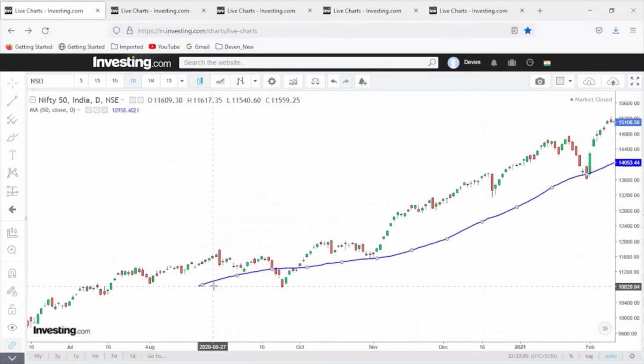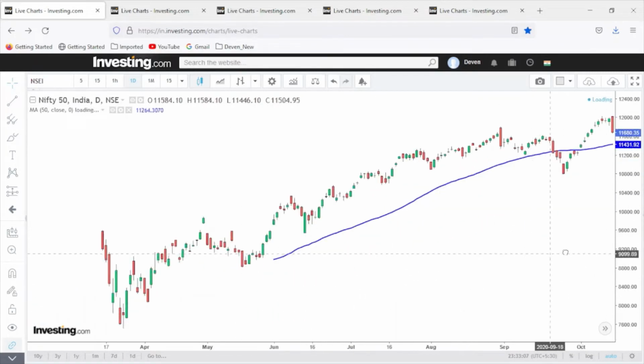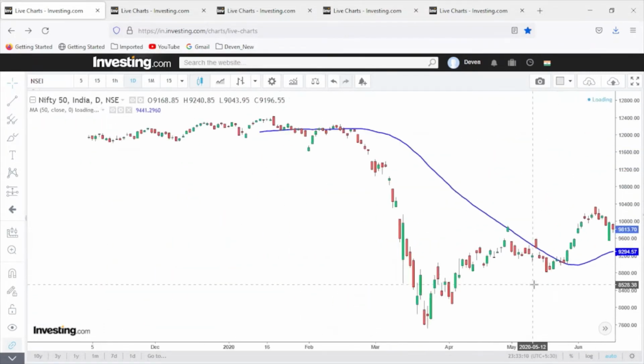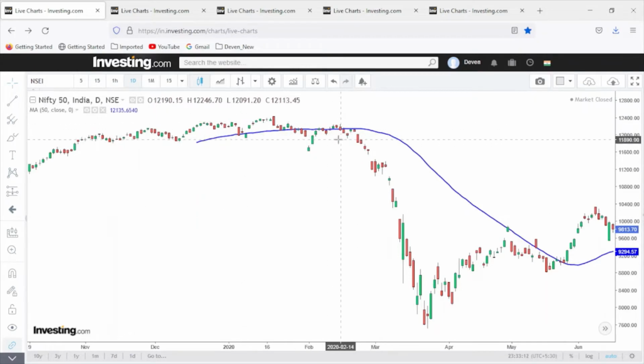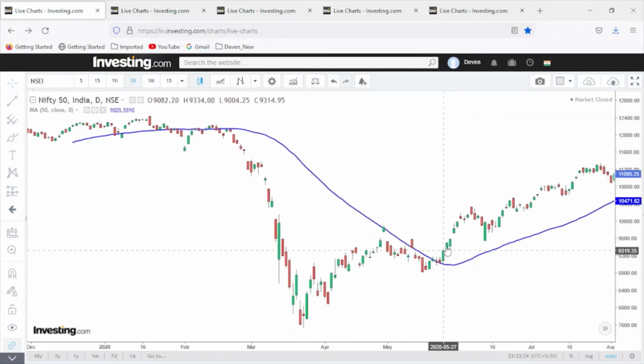Now here, if you see the price here, it came below 50 moving average and the price fell down. Now once it bounced back, if you see this candle, the price got resisted, it came down. So whenever the price is below the 50 moving average, every bounce will be a shorting opportunity, and whenever the price will be above the 50 moving average, every dip will be a buying opportunity.